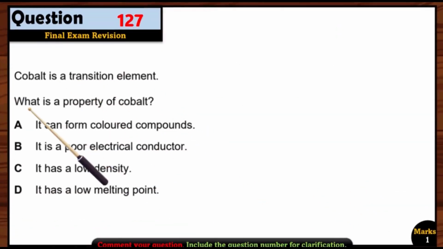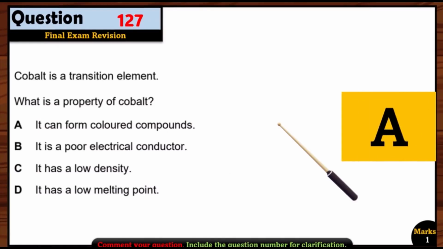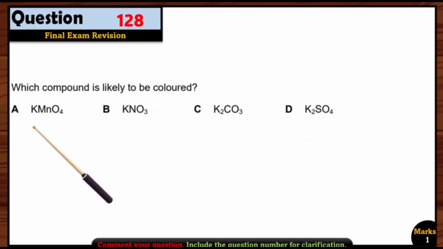Cobalt is a transition element. What is a property of cobalt? It can form colorful compounds. Yes, that's right. Transition elements usually form colorful compounds. So option A is correct. Question 128. Which compound is likely to be colored? So we have to find the one which has a transition metal. So which one of them has a transition metal?